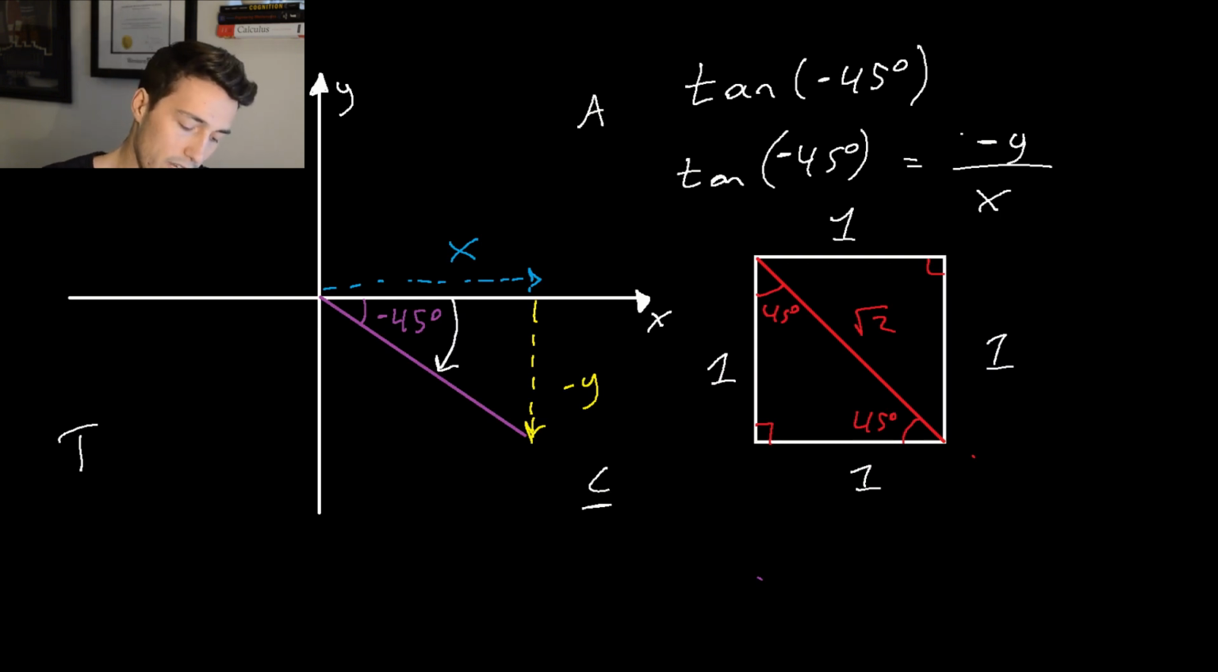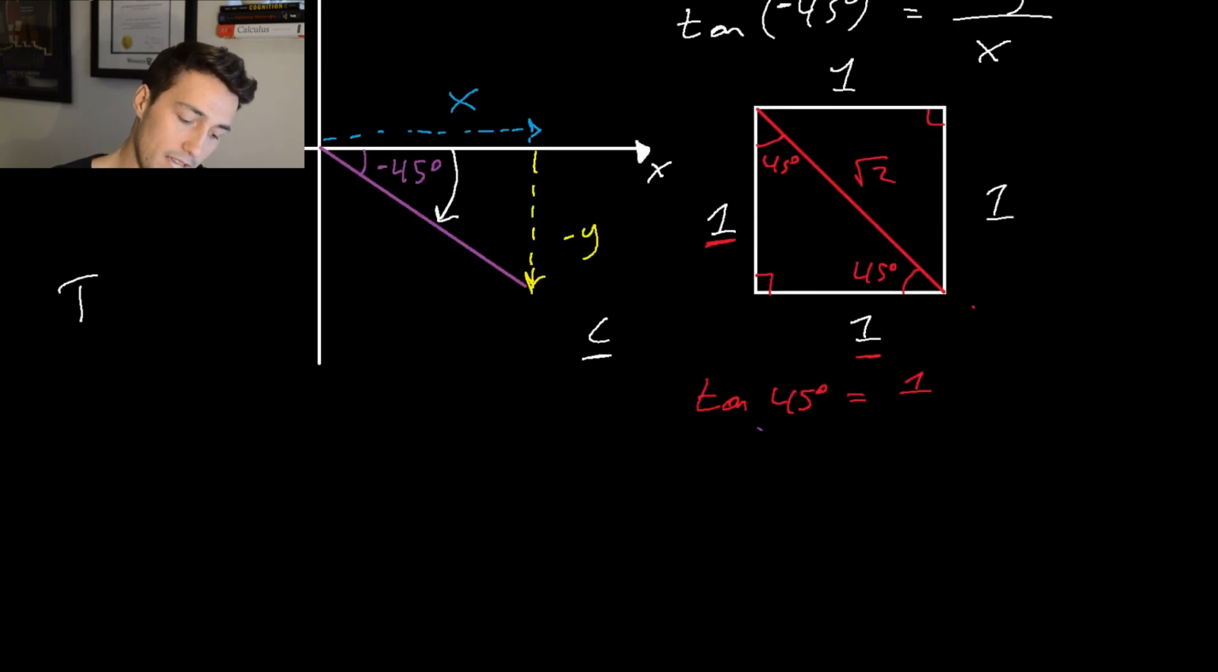So now we can say, okay, tan of 45 degrees, well, that's just 1 over 1, because it's going to be the opposite side over the adjacent side. So tan of 45 degrees is equal to 1. And we also have that this is a negative angle, right? We knew that it was going to be negative in this quadrant. So tan of negative 45 degrees is equal to negative 1.